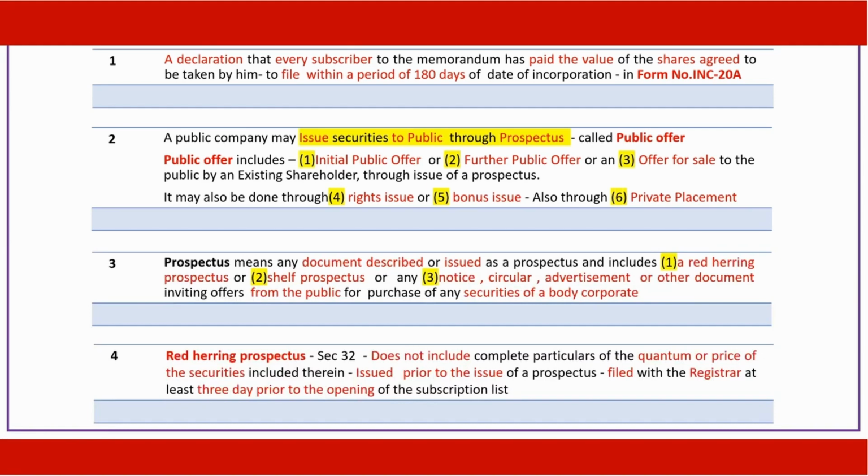Red herring prospectus, section 32. It is a regular prospectus, but it has got certain information missing in it. The missing information is quantity or price of the securities, and it is filed with the registrar 3 days prior to the opening of the subscription list.